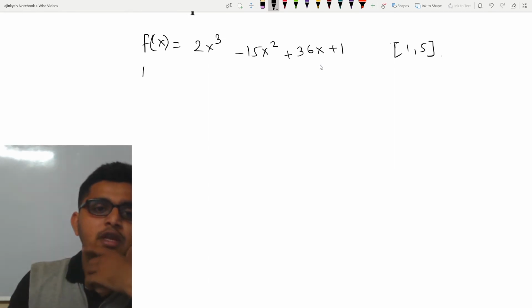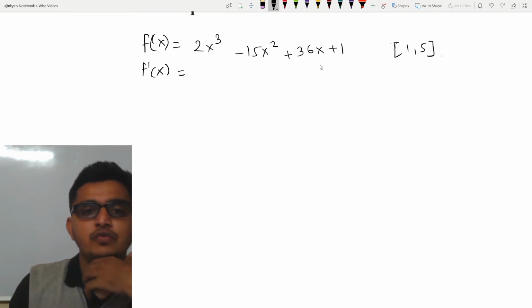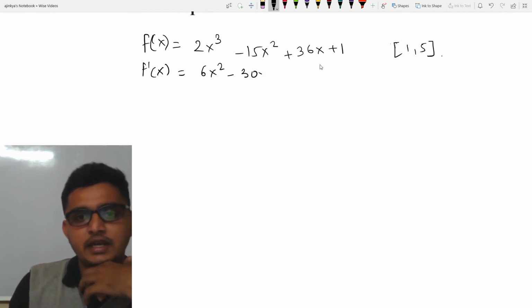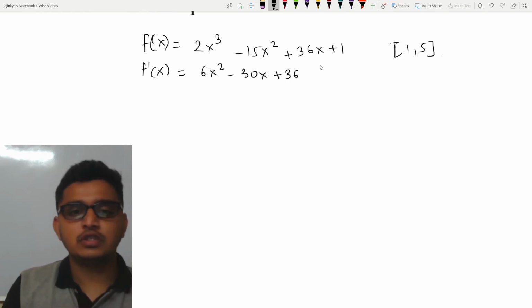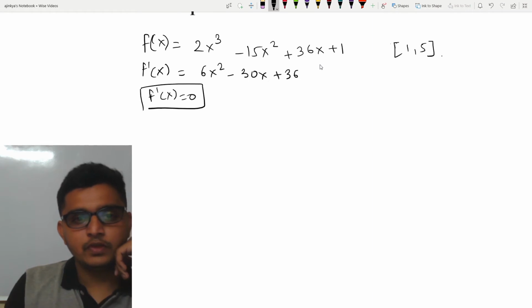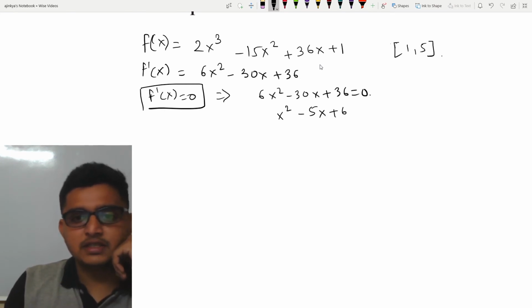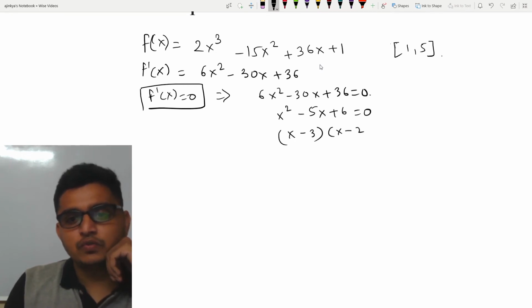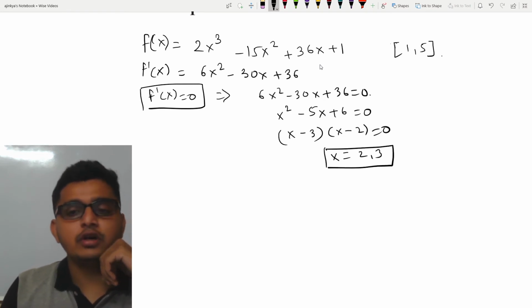So we have learned the first derivative and second derivative tests, and we are just going to apply them over here, right? So immediately the first step is f dash of x, so we have 6x square minus 30x plus 36. If we equate f dash of x to 0, then 6x square minus 30x plus 36 is 0. If we divide throughout by 6, we get x square minus 5x plus 6 equals 0. And in this case you are going to have x minus 3 and x minus 2, and hence x equals 2 and 3. These are going to be your turning points.